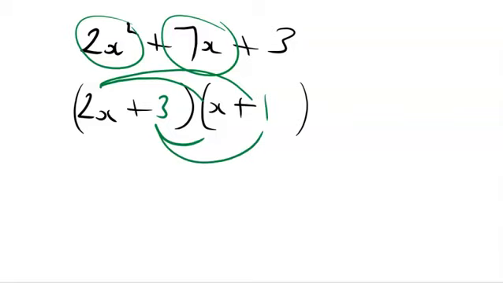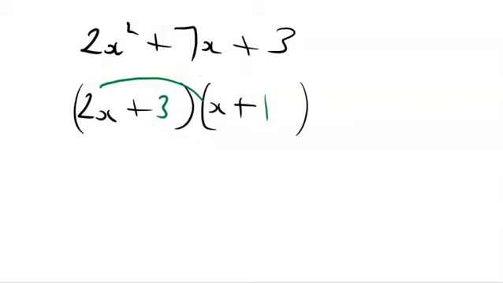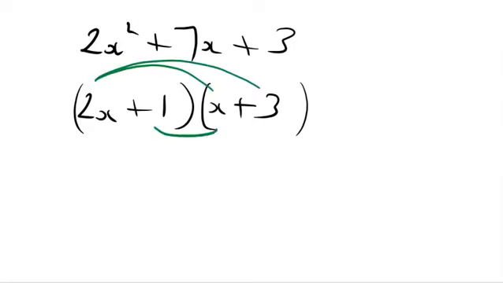3, of course, is fine. So I know it can't be 3, 1, which means all it can be is 1, 3. And that does in fact work if you check. 2x times x, 2x squared, plus 6x plus 1x is plus 7x, and then plus 3 at the end.